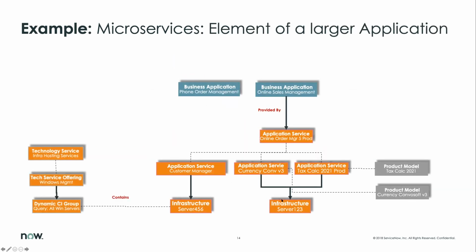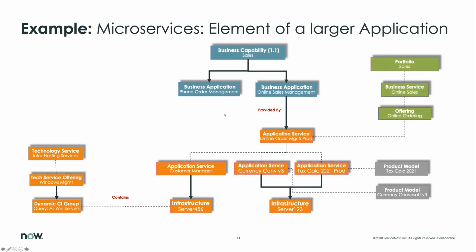In this scenario, I'll build this out. So we have an application called Online Sales Management, and it ends up being deployed as Online Order Management version 5 production. But it's actually made up of multiple microservices to be able to provide that application. So what we're really saying in those scenarios is it's fine to have a hierarchy of application services. This deployment of this application service is actually made up of multiple pieces and parts, of which are microservices or APIs or other elements that will come together.